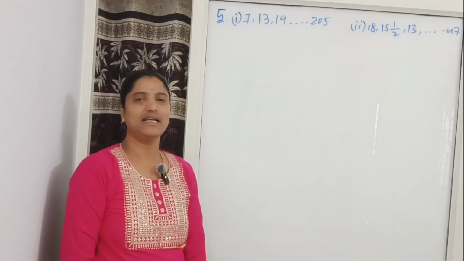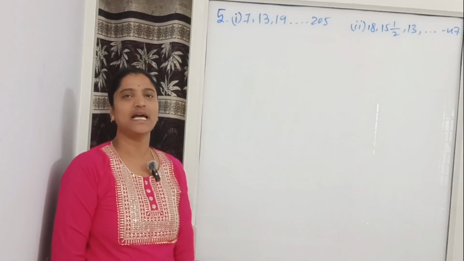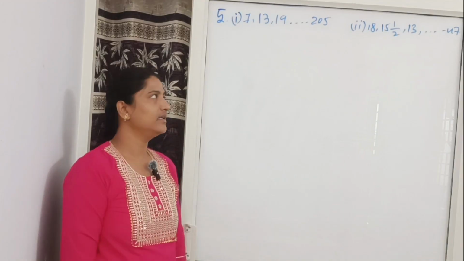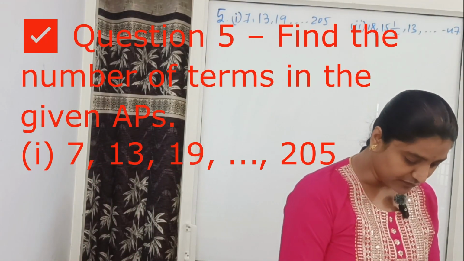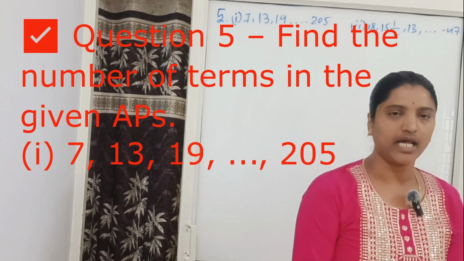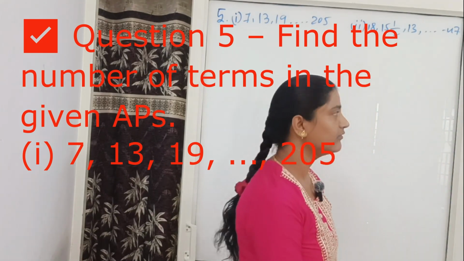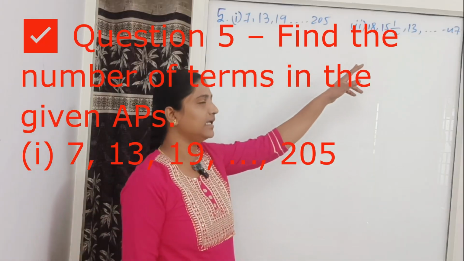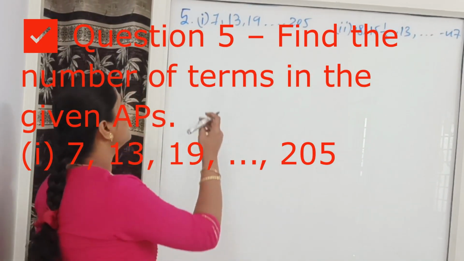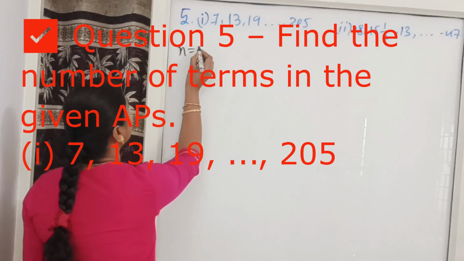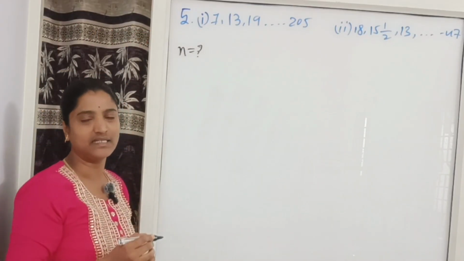Today let us start exercise 5.2 in arithmetic progression, and the fifth question is find the number of terms in each of the following APs. Under the fifth one there are two APs, and they are asking us to find the number of terms in it. Number of terms is nothing but n, which we need to calculate.